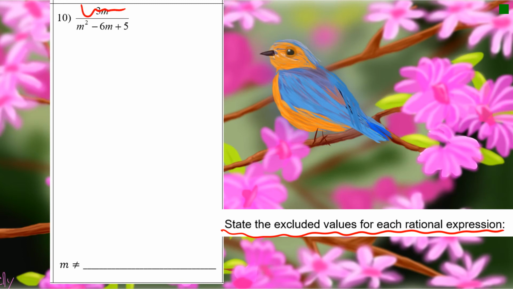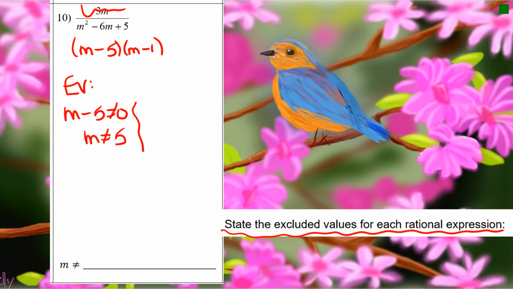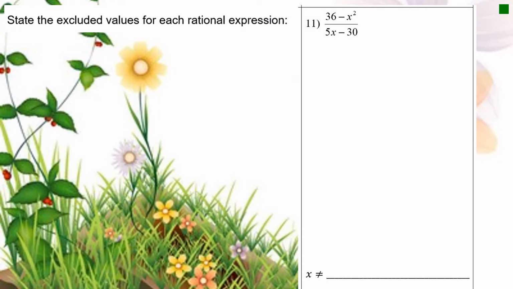So excluded values only care about the denominator. When I factor that, it's m minus 5 times m minus 1. For the excluded values, m minus 5 can't equal 0. Add 5 to both sides. m can't be 5. m minus 1 can't equal 0. Add 1 to both sides. m can't be 1.